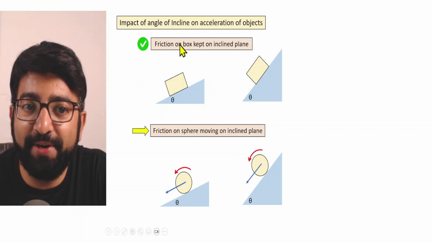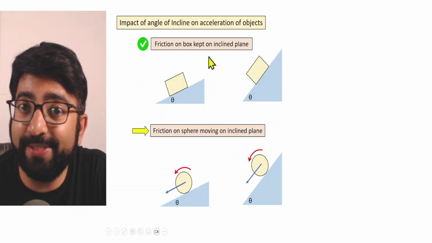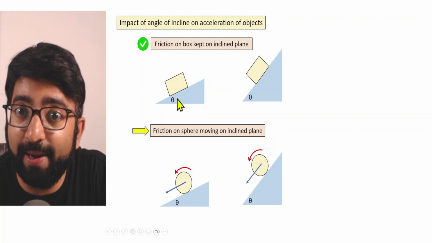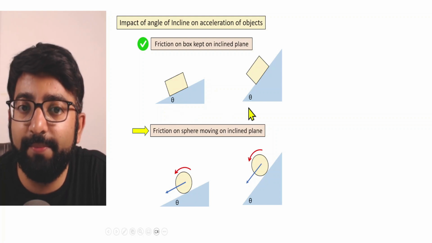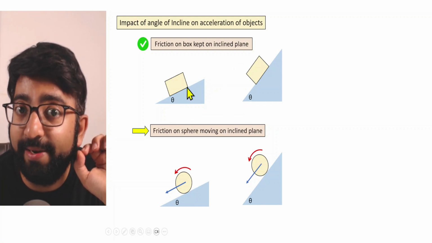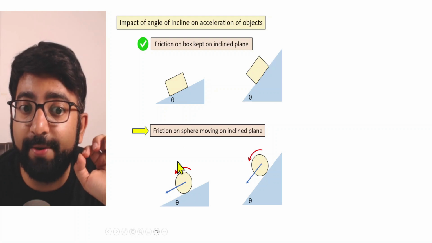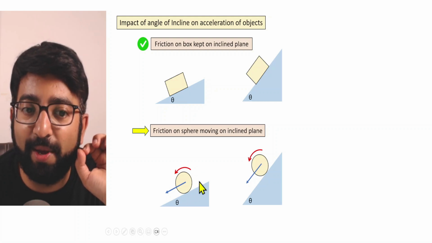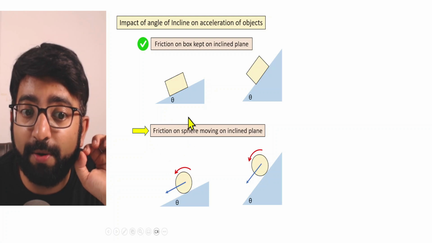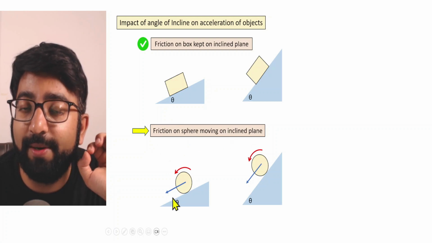So this finishes the discussion for friction on a box kept on an inclined plane as the angle of inclination keeps on increasing. So in this case, only linear motion was happening. So now we introduce objects which can rotate as well. So the next topic is friction on a sphere which is moving on a rough inclined plane.